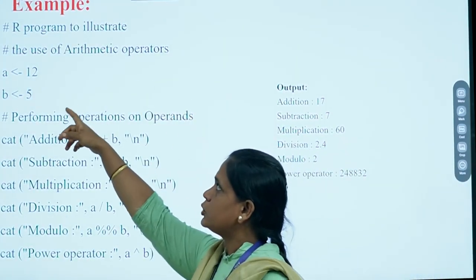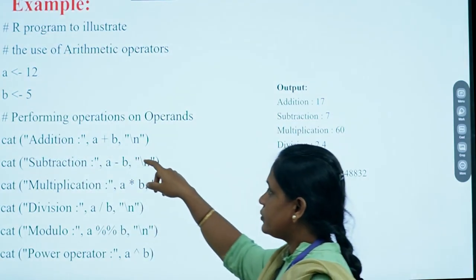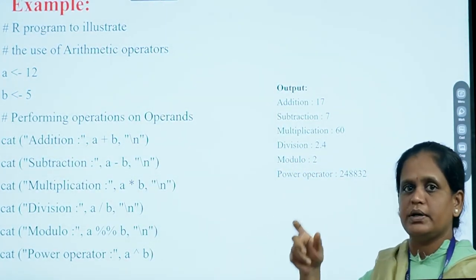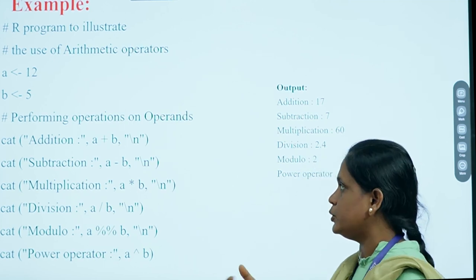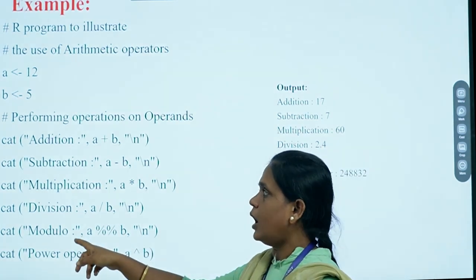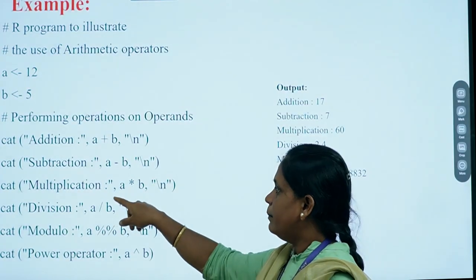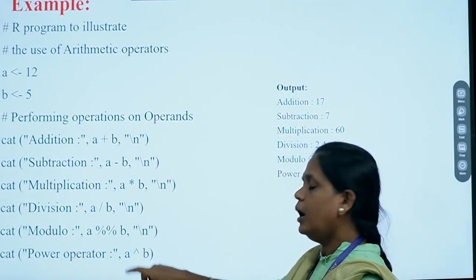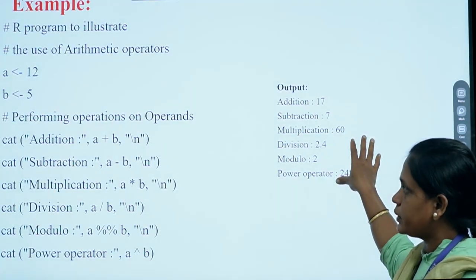We just took two variables A and B and assigned the values 12 and 15. Similar to the printf statement in other languages, you can use the print or cat statement to print statements in R programming. We add those numbers, then subtraction, multiplication, division, modulo and the power operator. So this is the output of that particular program.